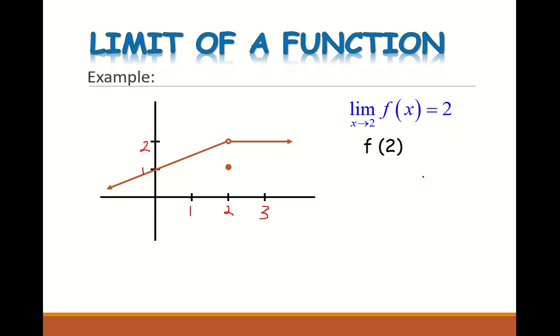Now we have here f sub 2, meaning the exact value of the function. So we can see here that when x equal to 2, the exact value of the function is equal to 1. Okay, so that's why we have here f sub 2 is equal to 1. That is the exact value of the function when x equal to 2. So this refers to this point here.